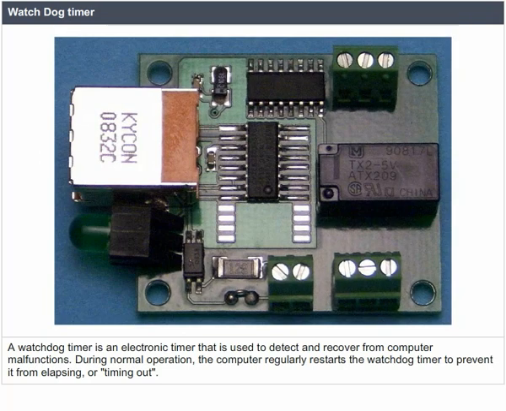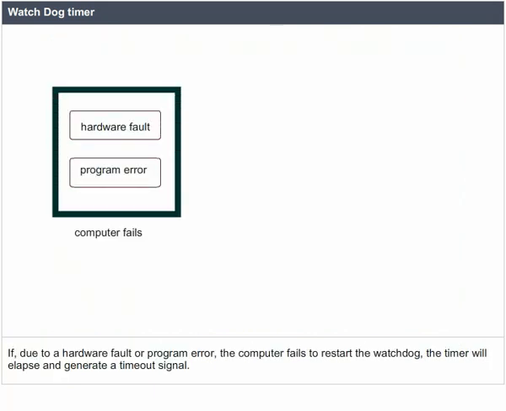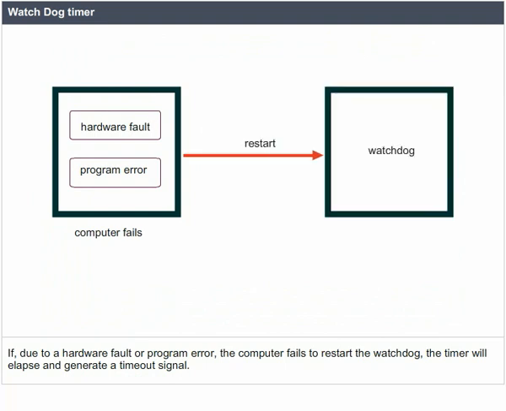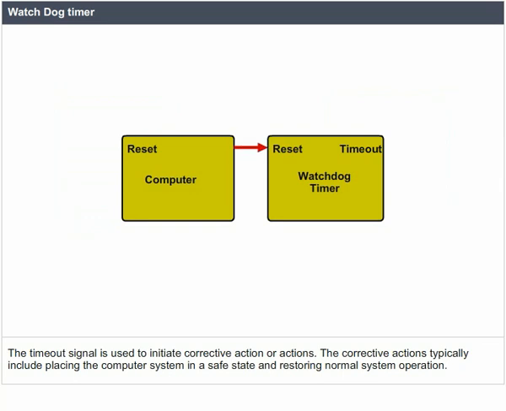Watchdog timer. A watchdog timer is an electronic timer that is used to detect and recover from computer malfunctions. During normal operation, the computer regularly restarts the watchdog timer to prevent it from elapsing or timing out. If, due to a hardware fault or program error, the computer fails to restart the watchdog, the timer will elapse and generate a timeout signal. The timeout signal is used to initiate corrective actions. The corrective actions typically include placing the computer system in a safe state and restoring normal system operation.